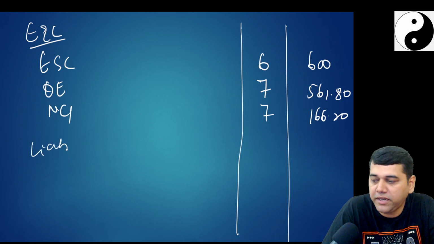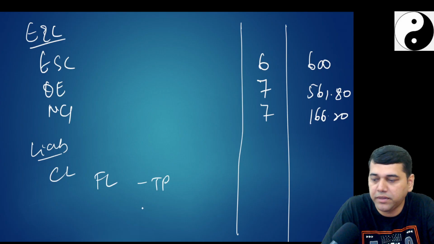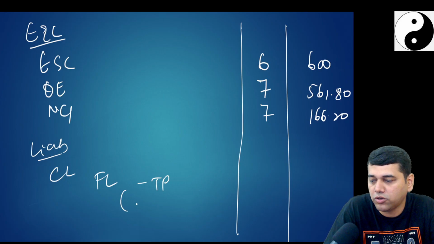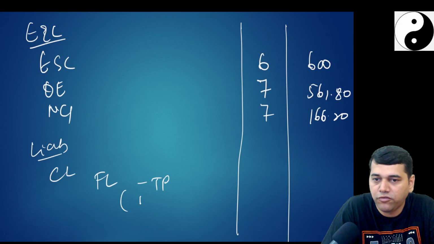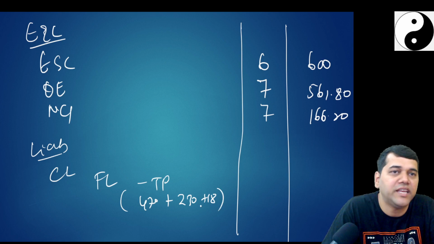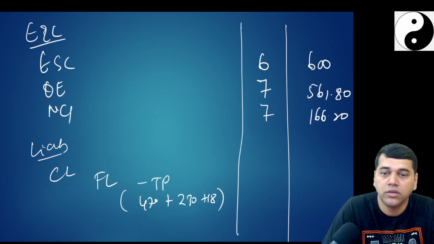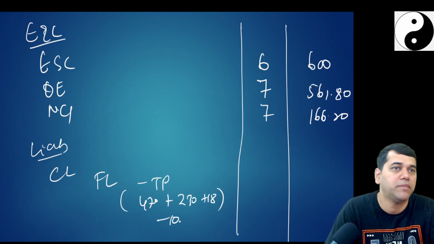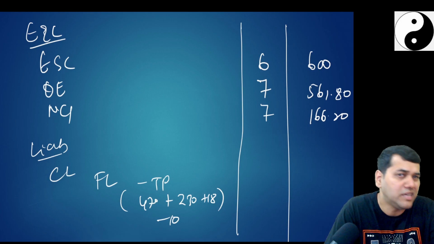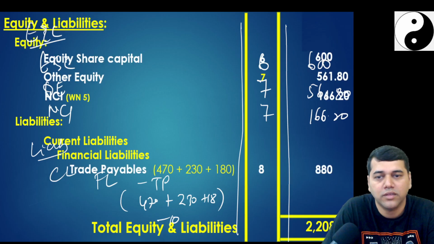We move to the liability, current liability, financial liability, trade payable. In the bracket, you are going to write 470 plus 230 plus 180. Is there any adjustment? If your inventory adjustment of 10 lakh, you would have assumed minus 10, plus 10, minus 10. See, clean two adjustments you will give. Yes, so my liability is done.